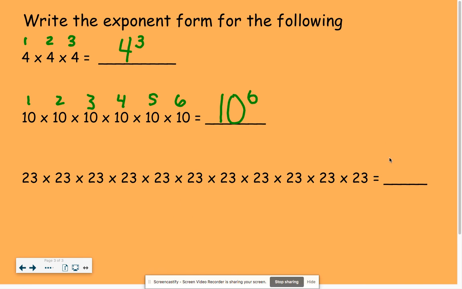All right, our next one, 23 is our base number. How many times? 1, 2, 3, 4, 5, 6, 7, 8, 9, 10, 11 times. So it's 23 with the exponent of 11. So 23 times itself 11 times, or 23 to the 11th power.